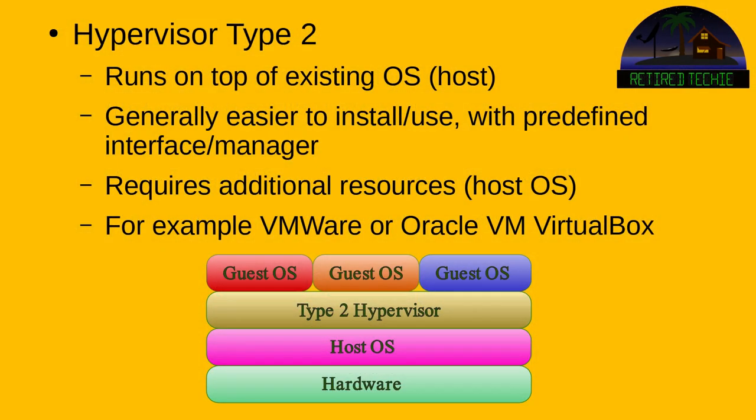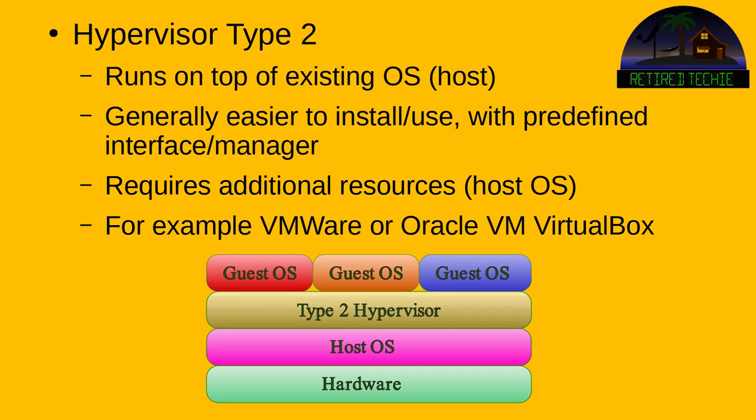VirtualBox, being a Type 2 hypervisor, requires a host OS riding on top of the hardware. So basically, VirtualBox's Type 2 hypervisor runs on top of the existing OS, most likely Windows, but could be Linux or Mac. Generally, it's easier to install, easier to use, with a predefined interface manager built into the program itself. It also requires additional resources, as part of the hardware needs to be used to run the host OS, and part of it needs to be used to run the hypervisor and the guest OS.